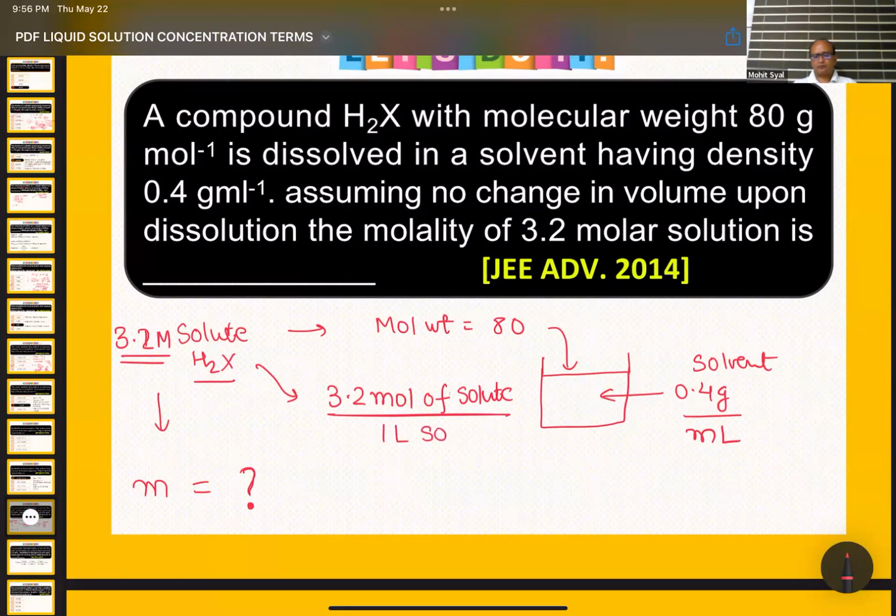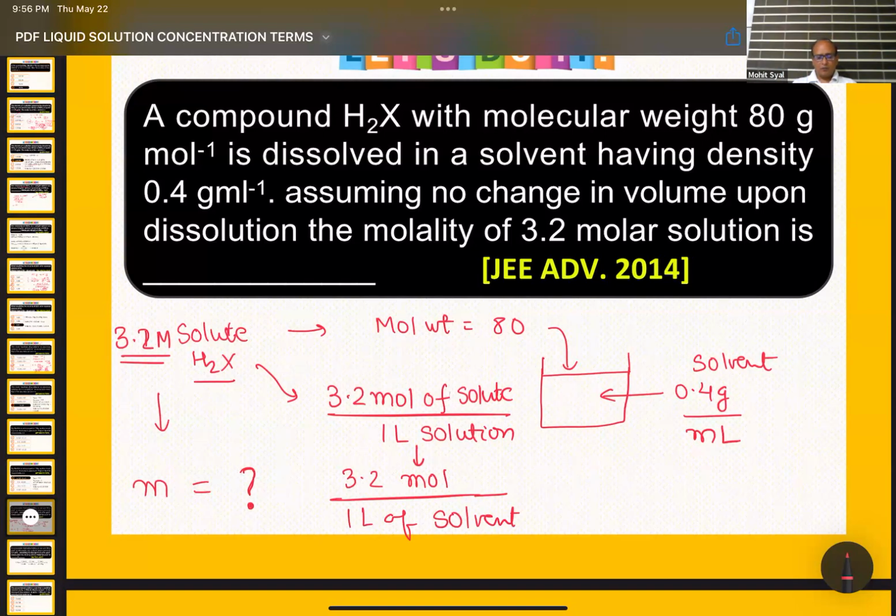But as the question is telling, the volume of the solution and solvent are the same, because upon putting the solute there is no change in volume. So 3.2 moles in 1 liter of solvent. Right, Jasleen? Do you agree with it? Yes, sir.